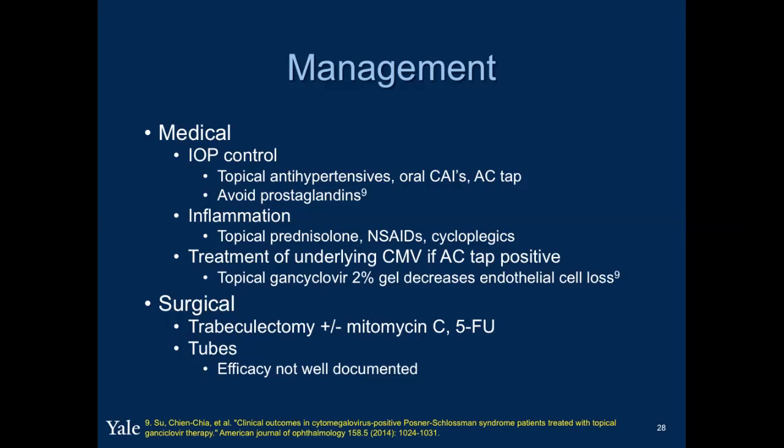Treatment of underlying CMV, if the AC tap returns positive for CMV, has also been shown to improve outcome in these patients, and that would be treatment with topical ganciclovir, the 2% gel. Eventually, if these patients develop severe glaucoma in the affected eye from recurrent episodes, there are surgeries that can be used, the traditional trabeculectomy or tubes.